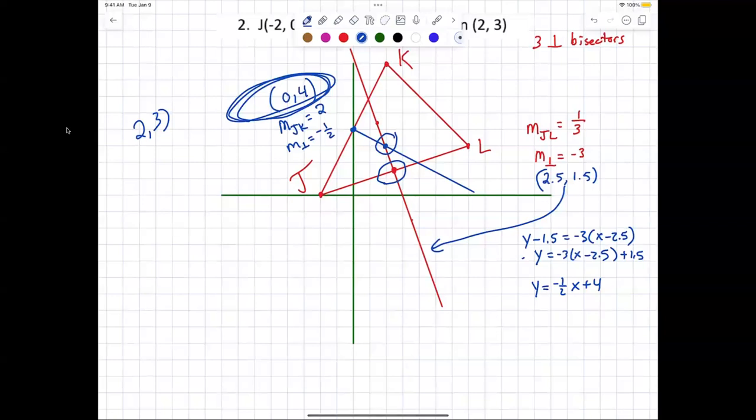So these are my two equations. Now I type both those equations in on my calculator and calculate the point of intersection.